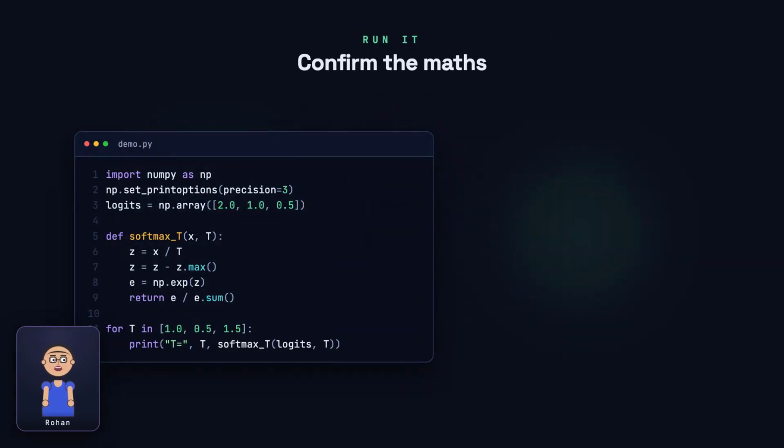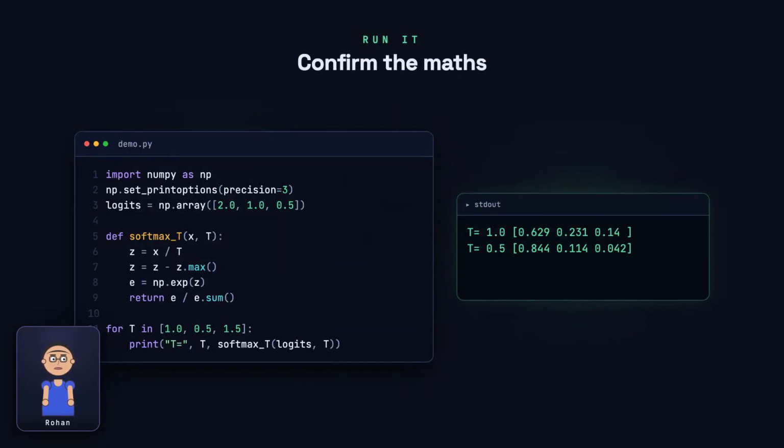Let's prove it with numbers. We take the logits 2, 1, and 1/2, divide by T, and run softmax. Subtracting the max first is just a numerical stability trick that changes nothing. Watch the output. At temperature a half, the top probability climbs. At 1.5, it falls and the tail rises, exactly the sharpening and flattening we drew.